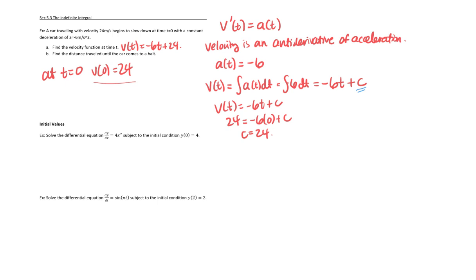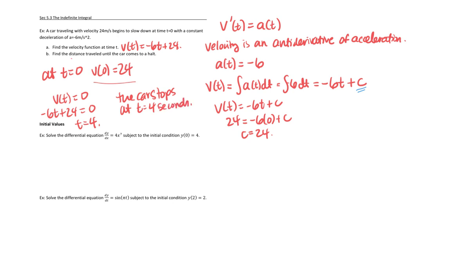Then it says, find the distance traveled until the car comes to a halt. So when does the car come to a halt? When is v of t equal to 0? So I can set v of t equal to 0: -6t plus 24 equals 0. So I can subtract that over, and I get that t equals 4. So I know the car stops at t equals 4 seconds.